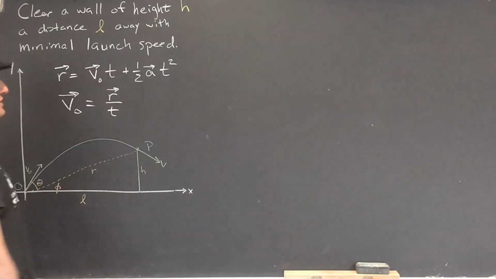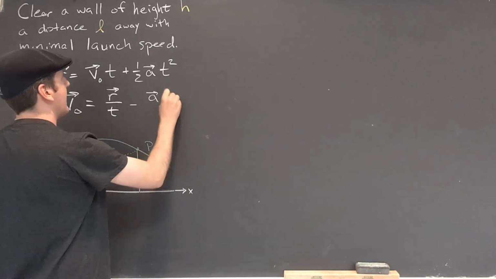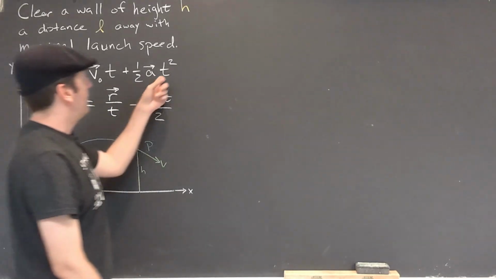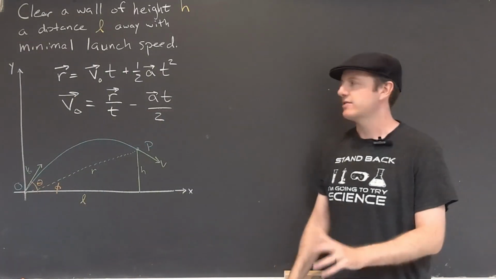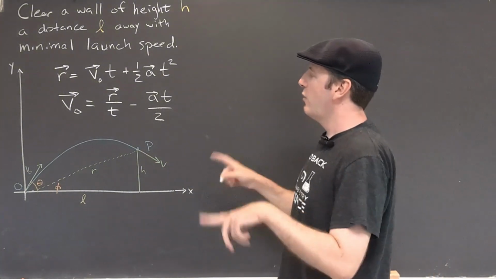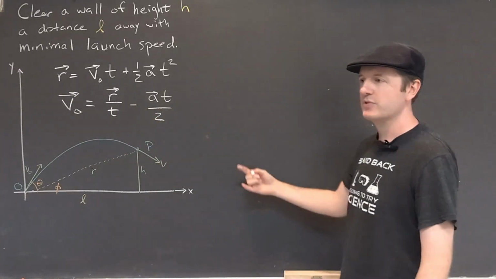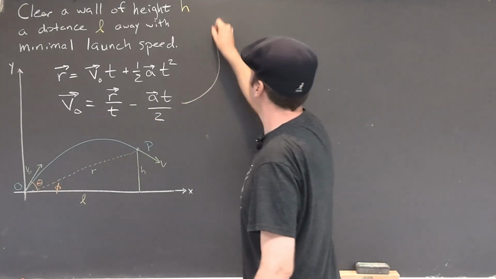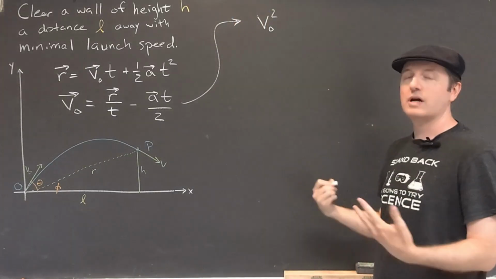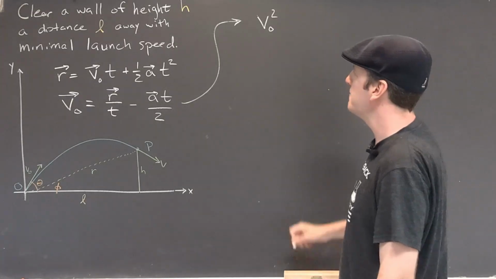So solving for V naught, this vector, notice I'll have to subtract this over and then divide by t. So I'll have r over t minus a t over 2. You could write it as 1/2 a t. One of the t's in the t squared gets canceled out when I divide, and we end up with this for V naught. What I want to do now is square this equation, and by square it I mean dot both sides with itself. So on the left-hand side, I will get V naught squared. That's now not a vector anymore. It is just the scalar magnitude of my launch speed.